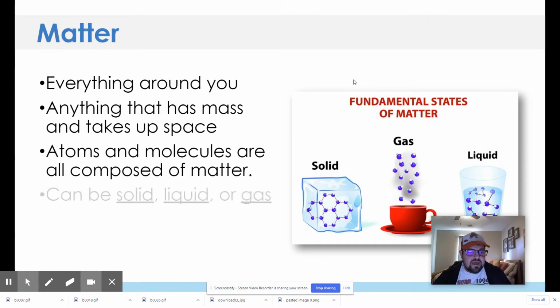Matter, we know about matter. We've learned about these, right? Everything around you has mass, it takes up space. And we can be solid, liquid, or gas. And we've already determined what those molecules look like. We know that that can be atoms or molecules, or it can be things that exist in a mixture. So the things that we're talking about are still states of matter, right? These mixtures, compounds, and elements can all be in different states of matter.